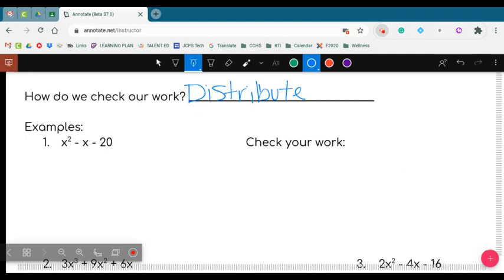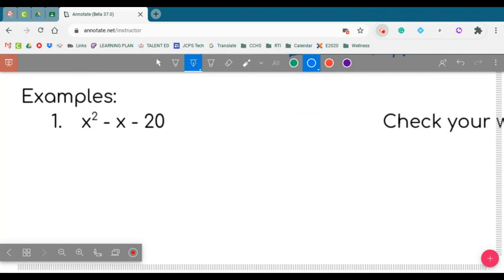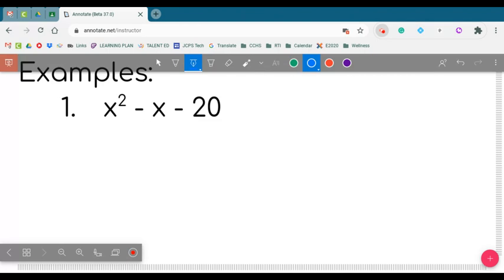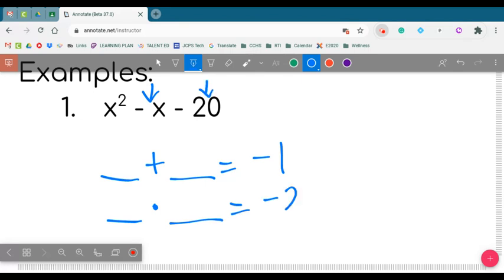Okay, so our first example, we have x squared minus x minus 20. So our a value is 1, so we can start off with what plus what equals my b value. My b value is going to be right here, which is -1. And what times what equals my c value, which is the -20. So you may have to think a little bit.